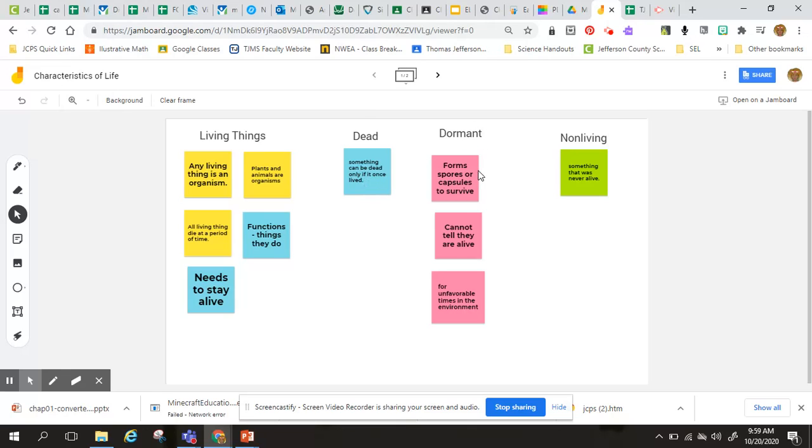Dormant: forms spores or capsules to survive, and you cannot tell they are alive, for unfavorable times in the environment. Living things go into this phase of life if they are trying to survive, basically. And non-living is something that was never alive, and there's a lot of things that fall into that category, right?